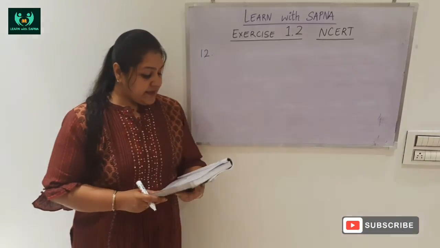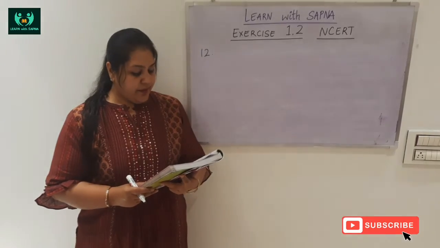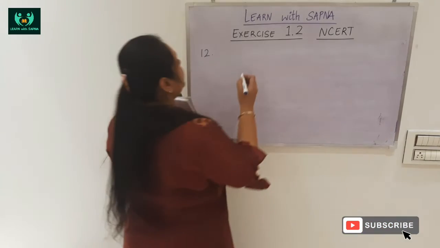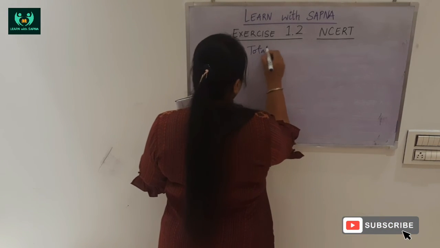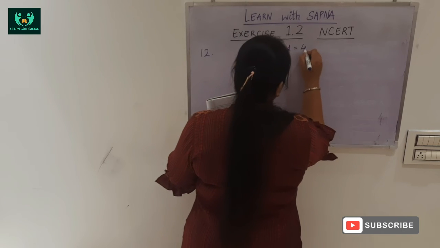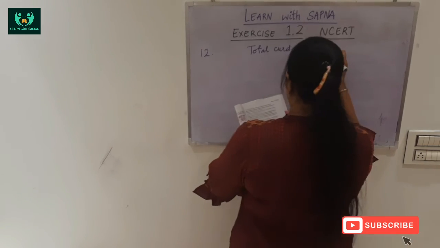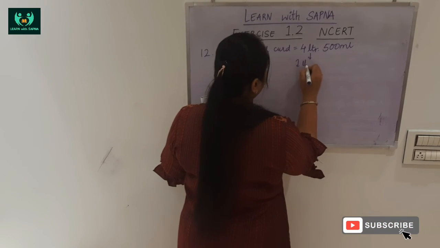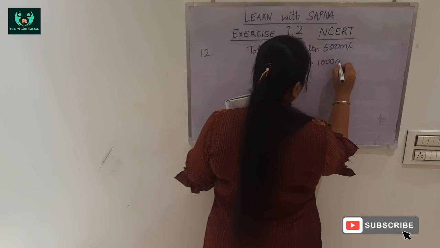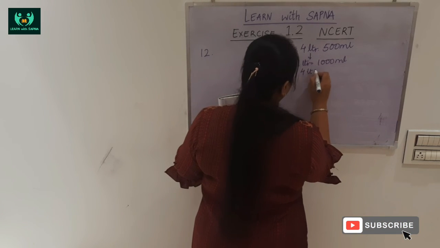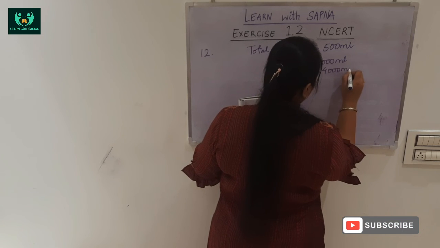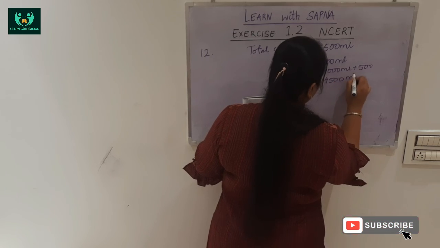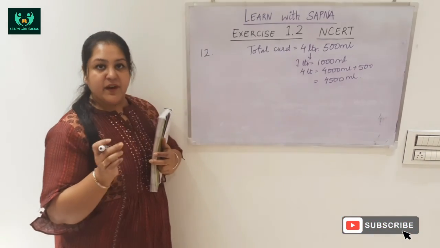Now last question of this exercise. A vessel has 4 liter 500 ml of curd. In how many glasses each of 25 ml capacity can it be filled? Total curd is 4 liter 500 ml. Right? Again, 1 liter is equal to 1000 ml. So 4 liter will become 4000 ml plus we have 500, so this becomes 4500 ml. Total curd जो हमारे पास है वो है 4500 ml.